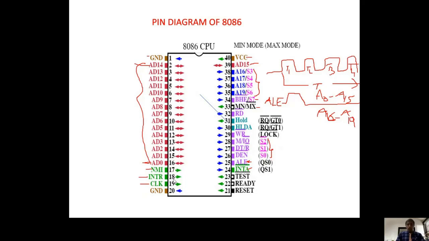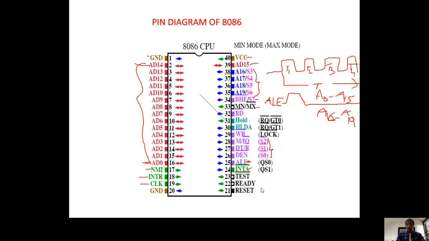Then clock. Anyway, I already explained. Clock is a pin that receives the clock signal from an external clock generator. Then ground. We have two grounds. Sometimes we go for analog to digital or digital to analog conversion, and for that reason we have two grounds: one for analog ground, the other for digital ground. Then VCC is a power supply pin.